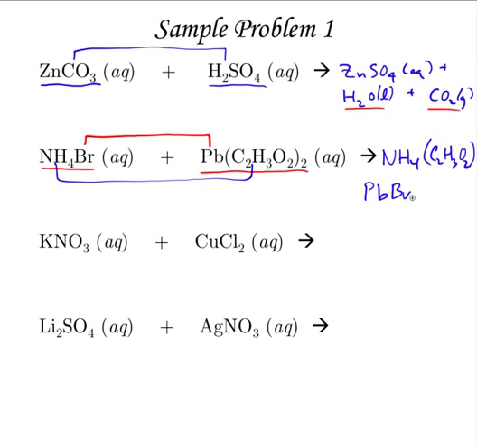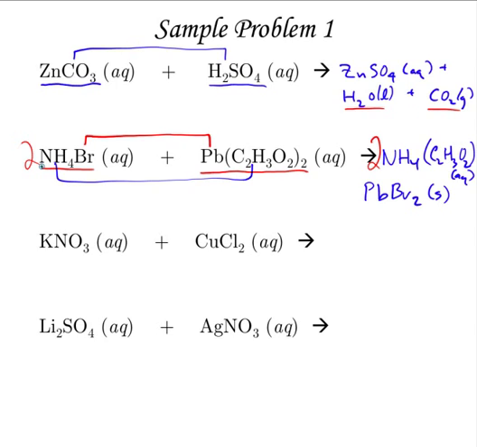Remember, lead 2 plus remains lead 2 plus, everybody. Okay, and let's not forget the physical states. Ammonium acetate is going to be aqueous, and lead 2 bromide is going to be the solid. And most importantly, always balance your chemical equation. So I'm going to need 2 of these, and I'm going to need 2 of these for my balanced chemical equation, everybody.